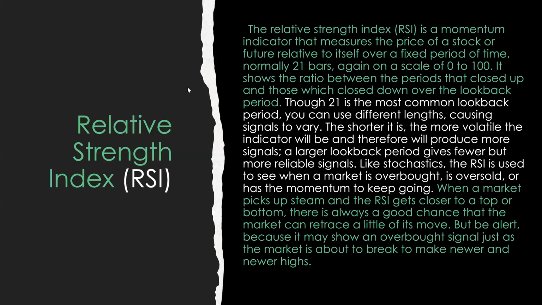All right, so the relative strength index is a momentum indicator that measures the price of a stock or future relative to itself over a fixed period of time. Normally, people leave it at 21 bars on a scale of 0 to 100, and it shows the ratio between the periods that closed up and closed down, the look back period being 21. Though 21 is the most common period for the RSI, you can change it. I believe mine's at 15, actually. I think I have mine at 15, and we'll go over there in a second. When the market picks up steam, the strength index gets closer to the top or bottom.